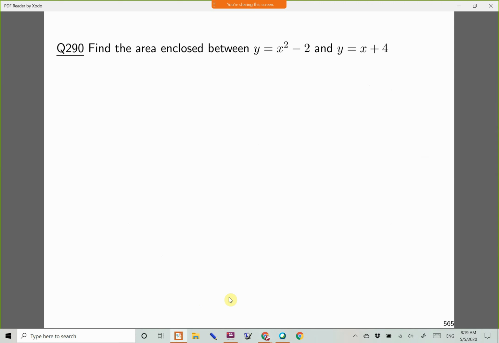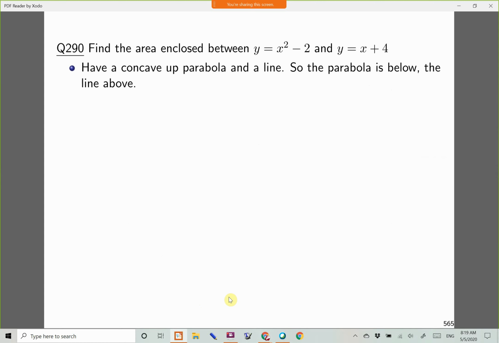In fact, take a look at what's strange about this question. So let me read the question off here. Find the area enclosed between y equals x squared minus 2 and y equals x plus 4. So notice that if we just take inventory, we were given a parabola and a line, right? We've got the standard y equals x squared parabola, shifted down 2 units. We have y equals mx plus b, with m being 1 and b being 4. So we have a parabola and a line.